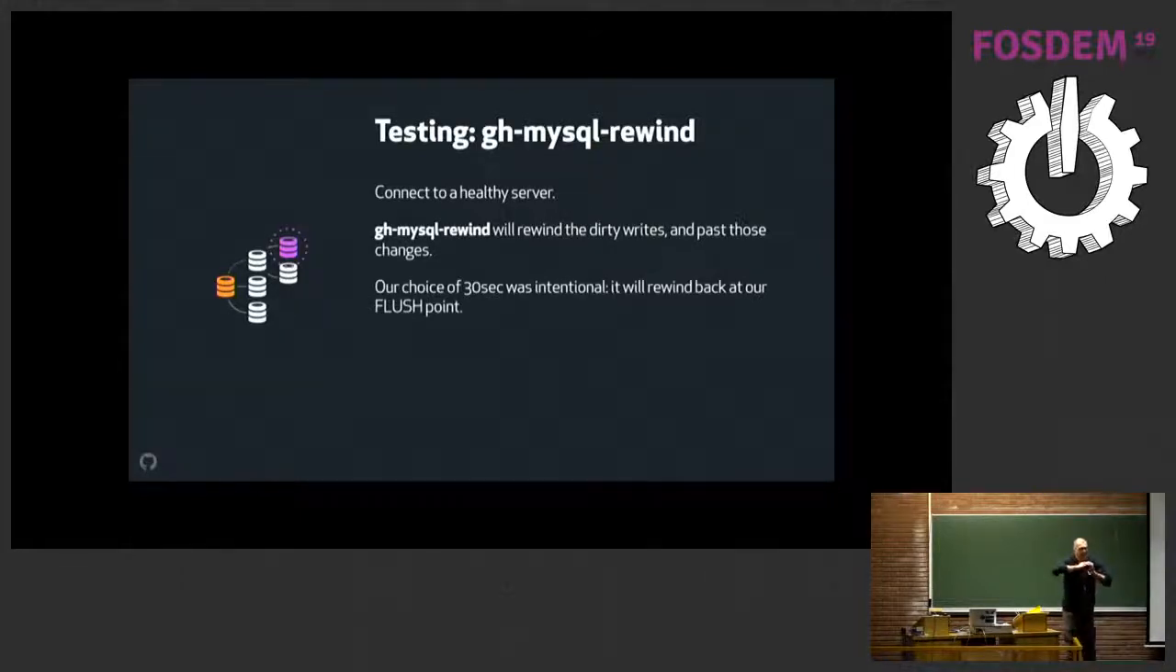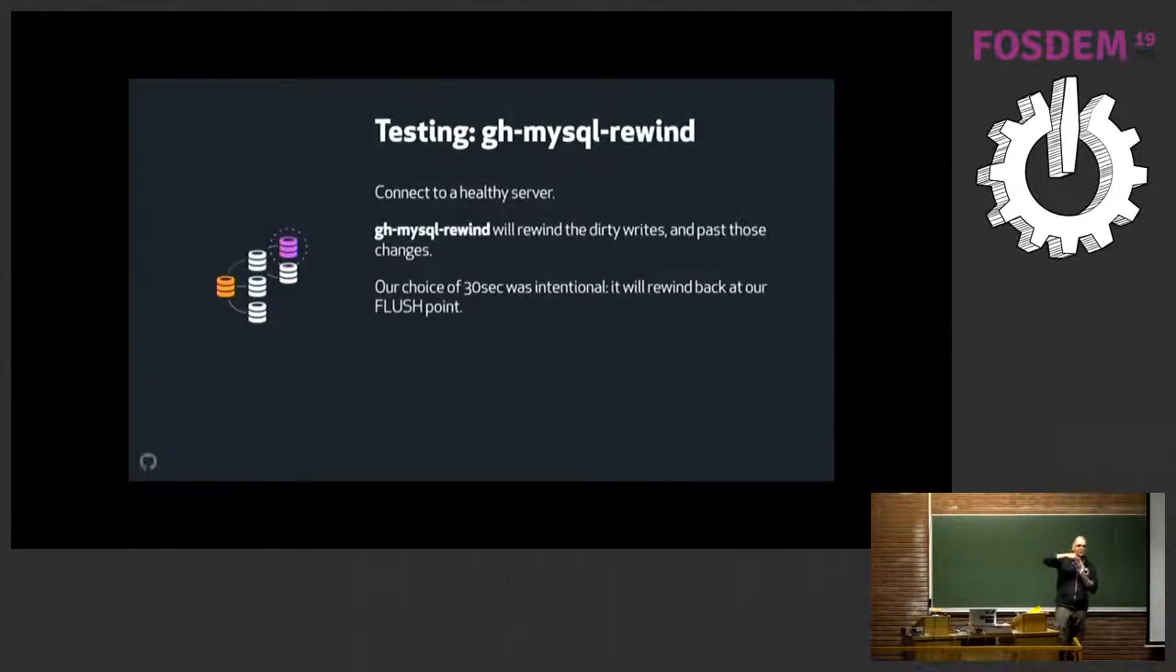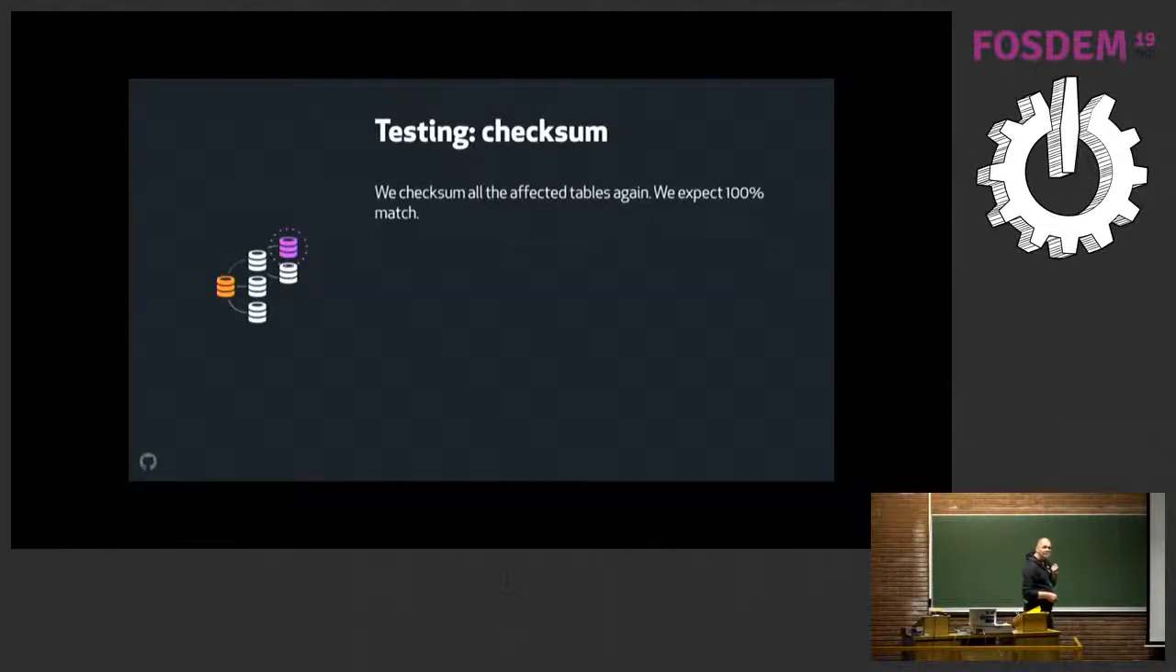Now, we intentionally rotated the logs and intentionally grabbed a reasonable amount of production data, so that we can predict that it will return us to exactly point zero, the exact point where we took the initial checksum. Whether our prediction was correct, we'll see. Now that it has rewound us, we checksum the tables again. We expect to find a 100% match to the original checksum that we took before the test began. And we do. This actually works.